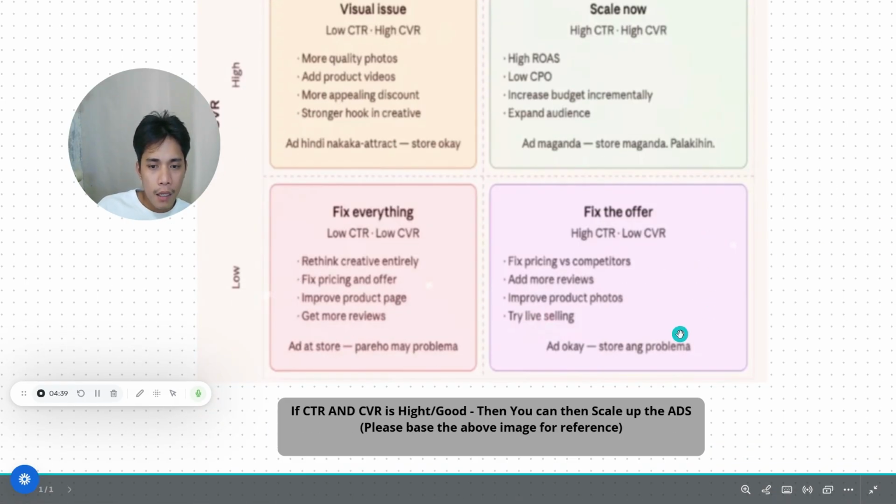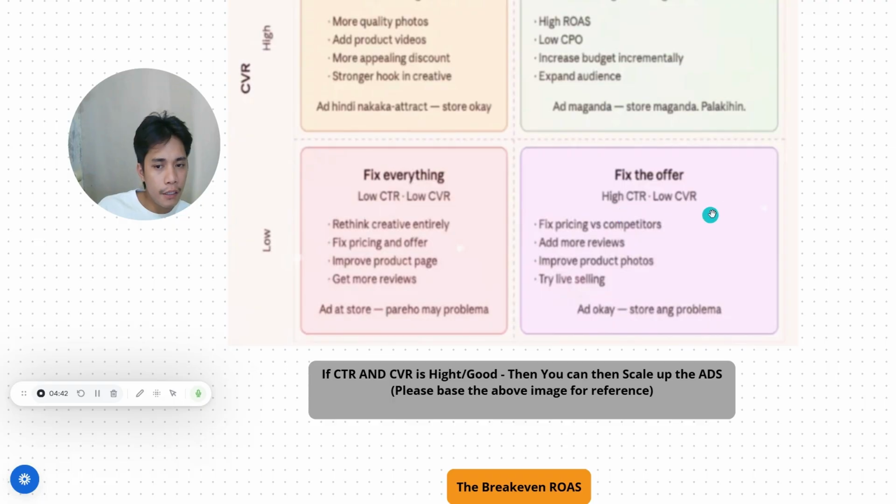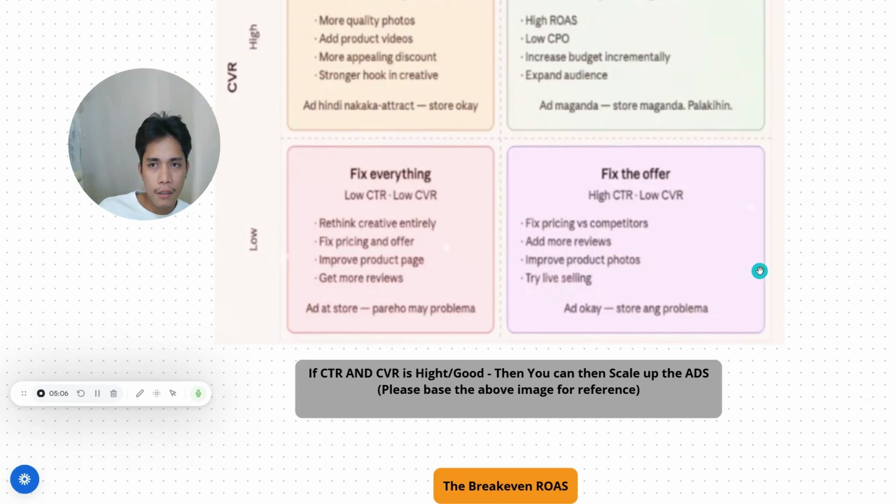And then if you have high CTR and low conversion rate, you have to fix your offer. Maybe it's expensive compared to other competitors. They like it, but it's not for them. Mostly the people on TikTok, your audience, cannot afford it. So you just have to study your competitors, how they price their product compared to yours. You have to fix your pricing, add more reviews, improve product photos. Also, you have to try other alternatives.